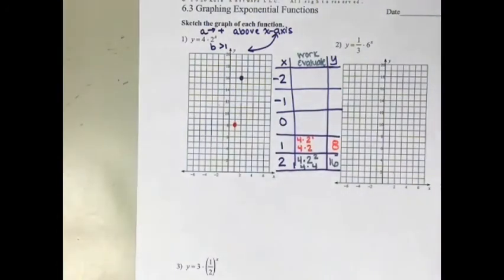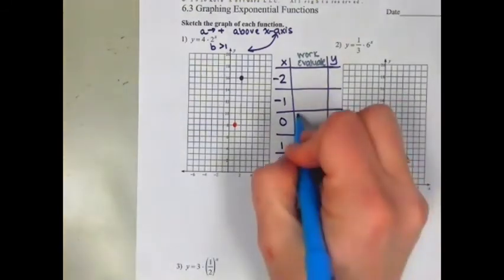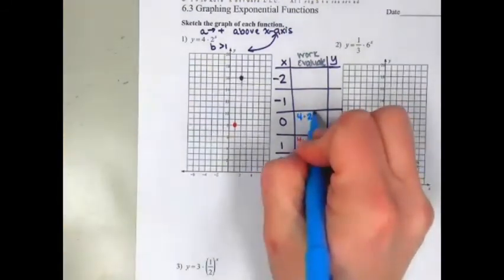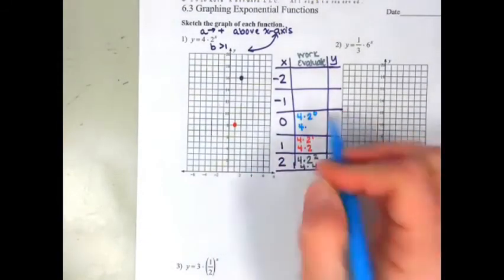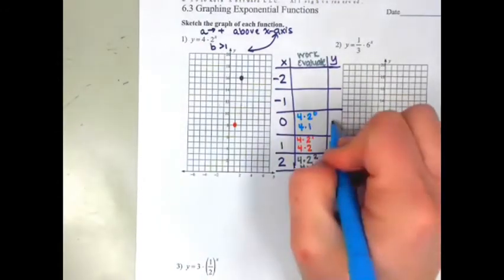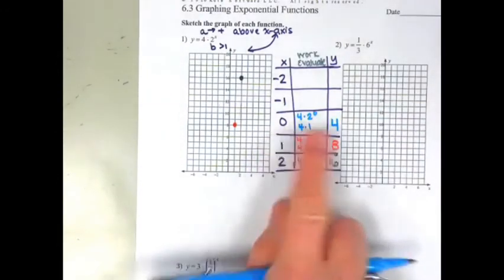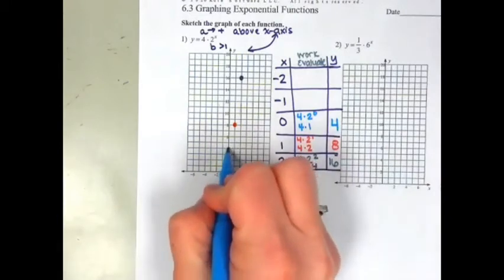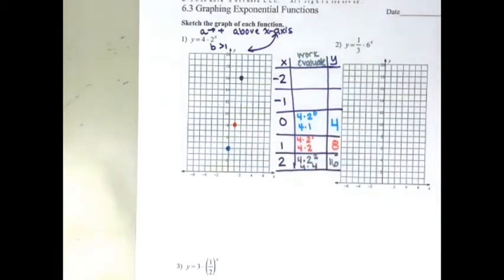Let's do 0. 4 times 2 to the 0th power. What's 2 to the 0th power? 1, and 4 times 1 is 4. Can you graph the point 0, 4? All right. Everyone okay with this so far?